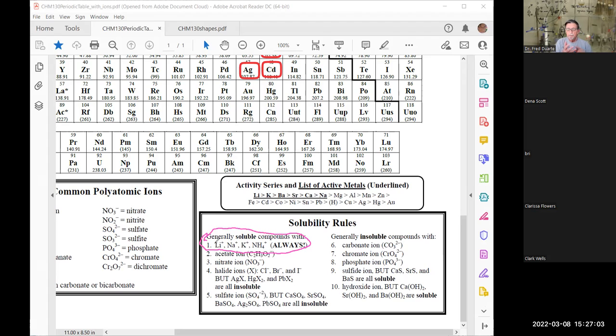Okay. Lithium ion, sodium ion, potassium ion, and the ammonium ion. And then look at the word always. What that tells you is this: anytime a lithium whatever anion, or a sodium whatever anion, or a potassium whatever anion, or ammonium whatever anion, in this case it's a hydroxide anion, the combination of those four is always 100% soluble, okay? 100%. So anytime you see lithium, sodium, potassium, ammonium, it's 100%.